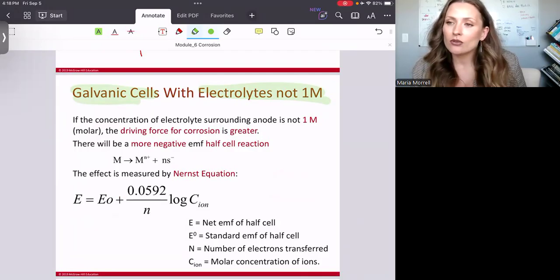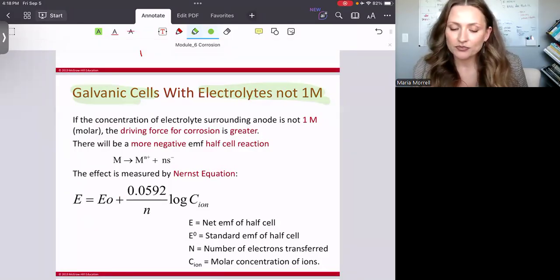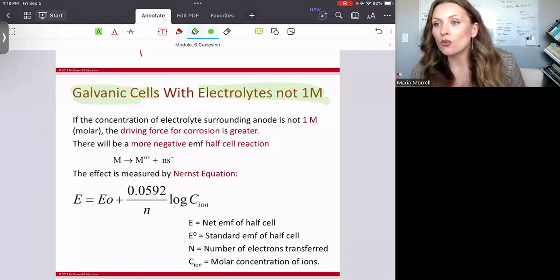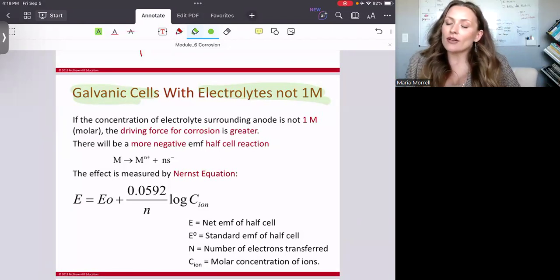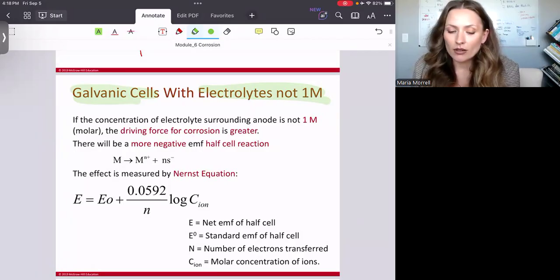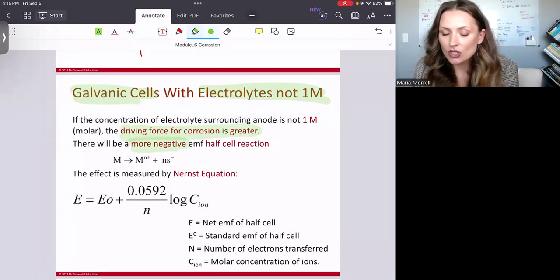And I will give you the answer right away, and then I'll explain why. Whenever you have an electrolyte whose molar concentration is less than one, the driving force for corrosion is actually greater. Why? Because there will be a more negative EMF, the more negative potential.